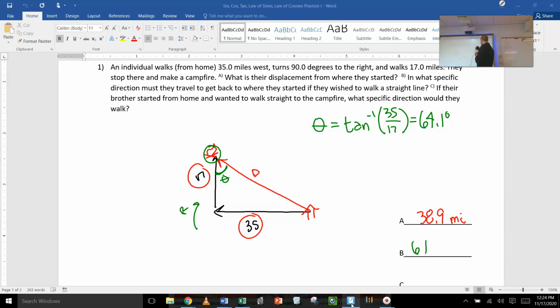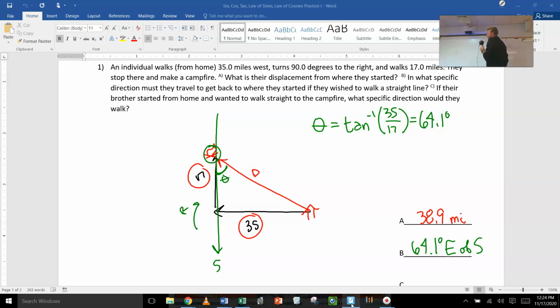So that's 64.1 degrees, and this is, to me, I'm here. This direction is south to me. So this is east of south because I'm standing at the campfire.